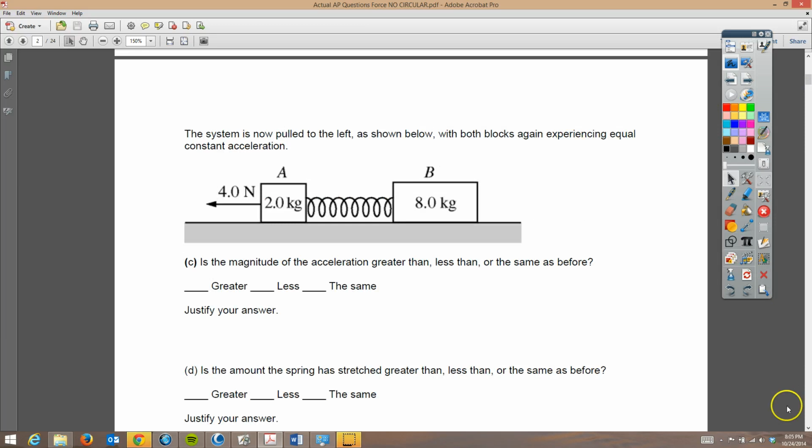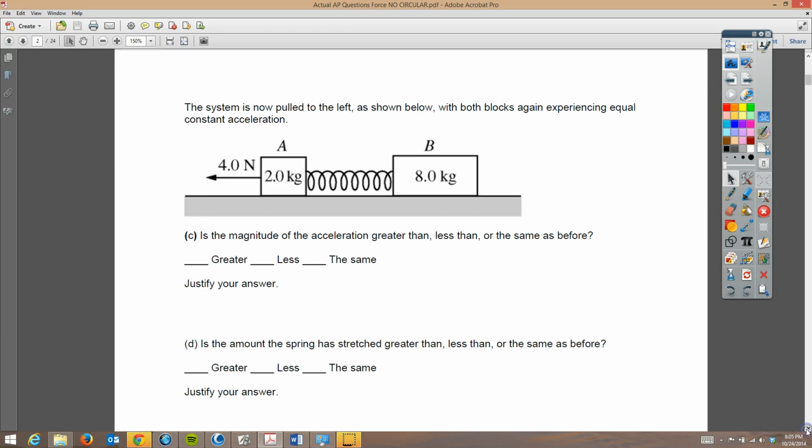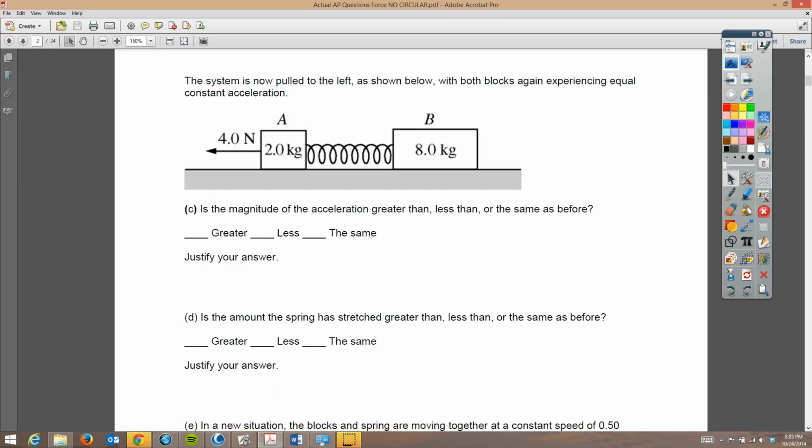It says now the system is pulled to the left. So the only difference is our force is going to the left. A lot of other things don't really truly change much here. But they want to know, is the magnitude of the acceleration greater than, less than, or the same as before? And it should be exactly the same.